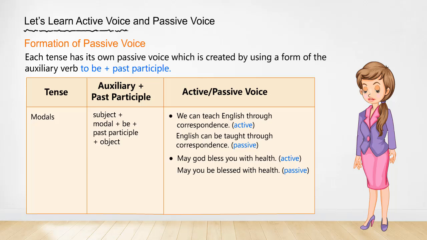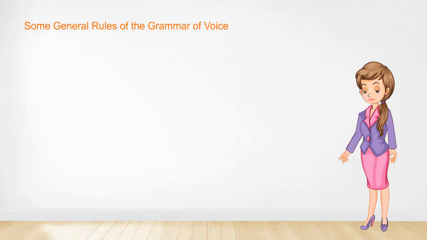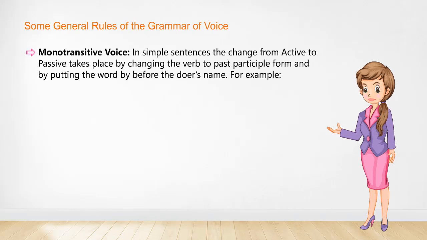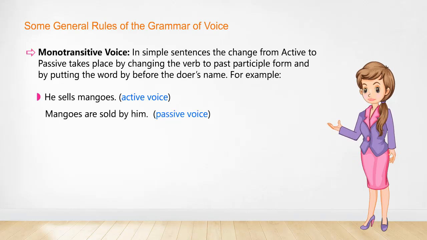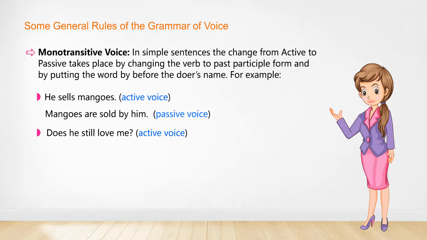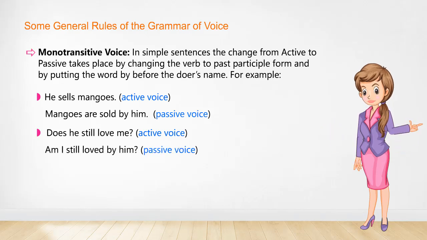Some general rules of the grammar of voice. Monotransitive voice. In simple sentences, the change from active to passive takes place by changing the verb to past participle form and by putting the word by before the doer's name. For example, he sells mangoes. Active voice. Mangoes are sold by him. Passive voice. Does he still love me? Active voice. Am I still loved by him? Passive voice.